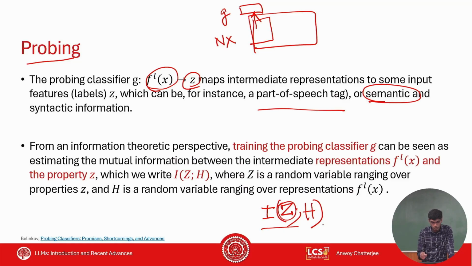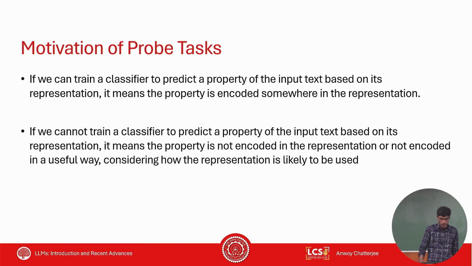So if we go back a little bit, what does mutual information say? If we say mutual information between X and Y, two random variables, it will say how much information can we tell about X if we know Y, right? How much Y can give information about X. Similarly, in this case, we are trying to see how much a hidden state can give us information about a separate task Z, which can be any linguistic task like part of speech tagging. So this is the basic motivation of probe tasks.